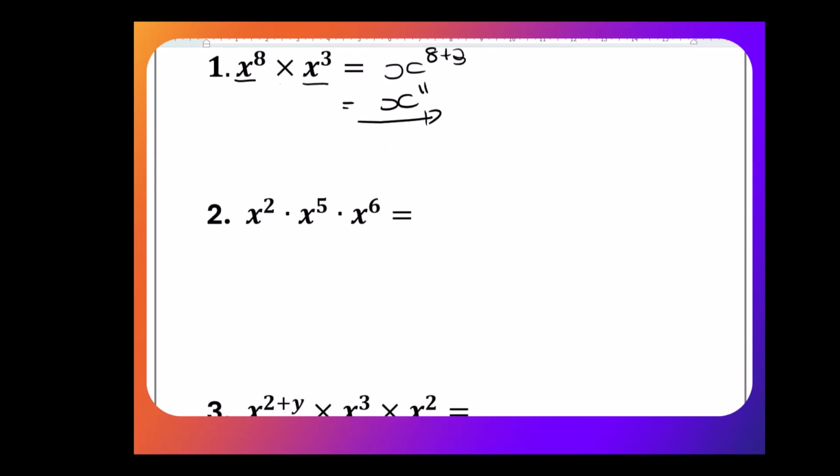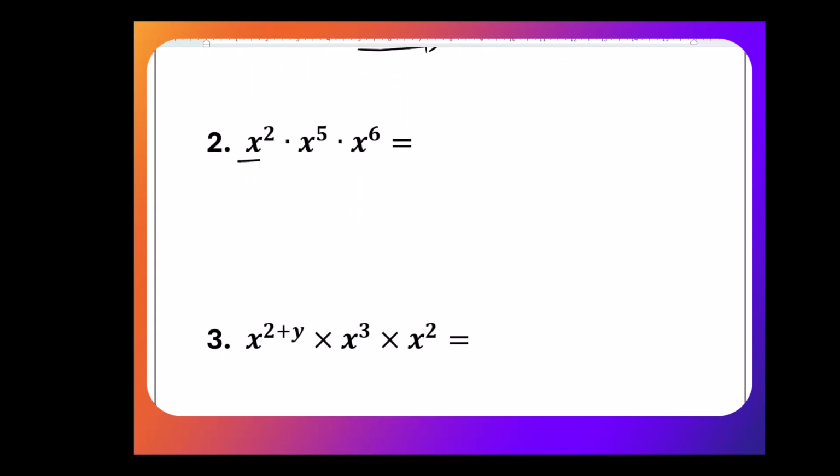If I look at my second question, I have x squared, x to the exponent 5, x to the exponent 6. So the bases are the same. We multiply, we add. First step is going to be x to the exponent 2 plus 5 plus 6. If we add up, 11 plus 2 gives me x to the exponent 13.